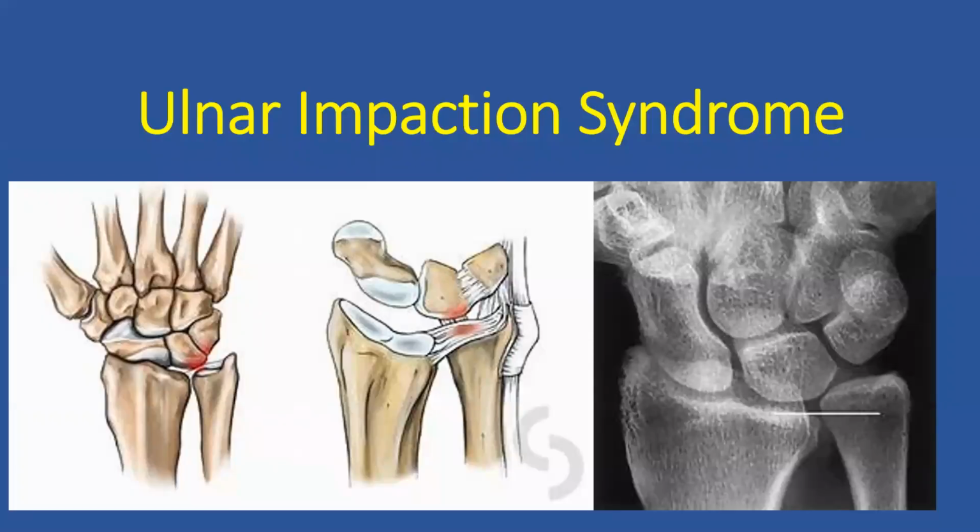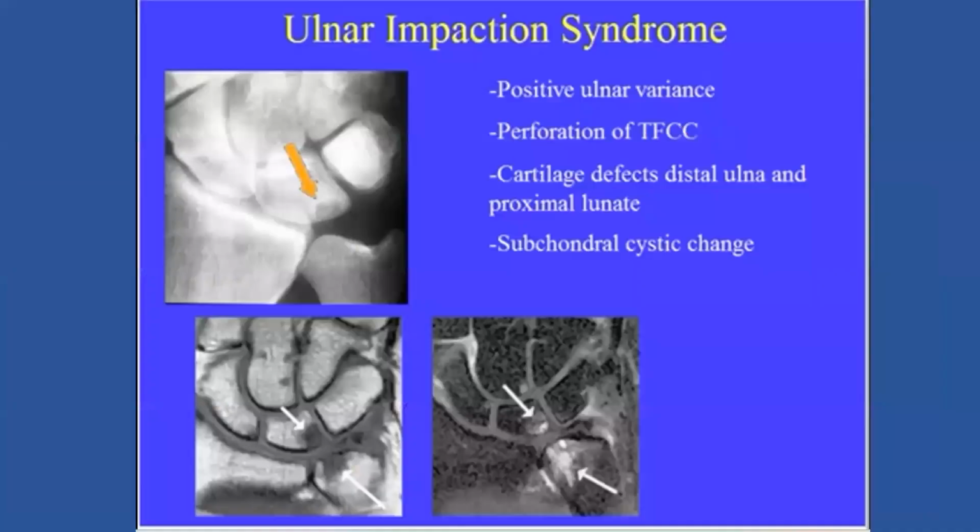What about ulnar impaction syndrome? It occurs from an ulnar positive deformity, with the distal end of the ulna being longer than the distal end of the radius, and this impacts on two structures: the triangular fibrocartilage and the lunate. You can see it on the X-ray on the right-hand side.